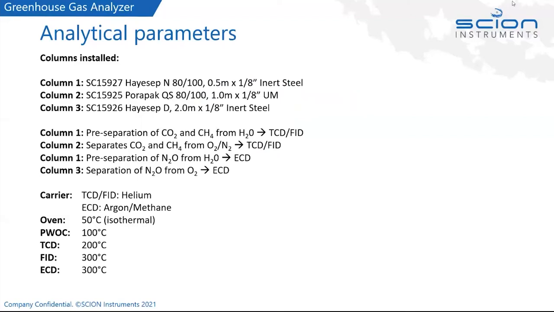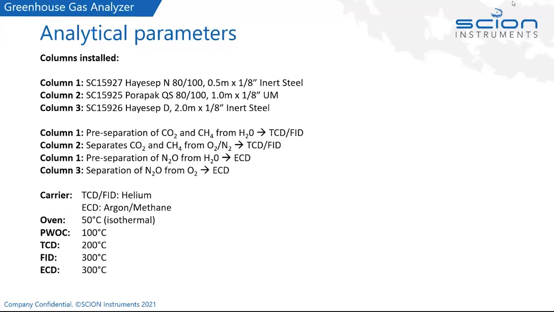As said before, we have a TCD FID in series that has helium as a carrier, and we have an ECD which uses argon methane as a carrier. The oven is kept at 50 degrees isothermal for 10 minutes. The injector is at 100 degrees. And the detectors are either at 200 or 300 degrees. As said, when the analyzer is being delivered, it comes with all the methods installed already, so you can run right away.